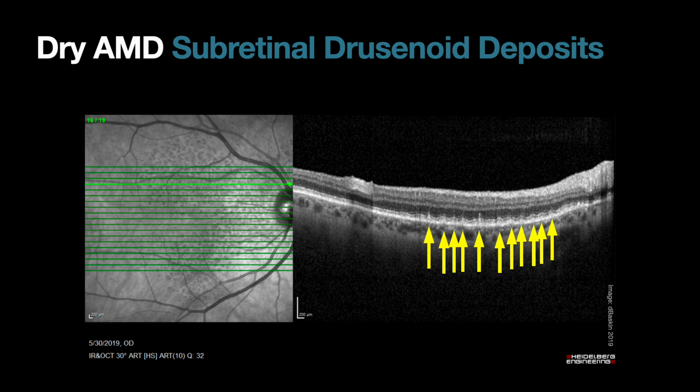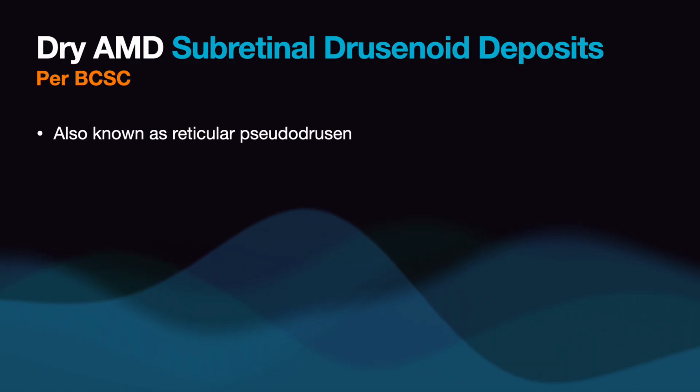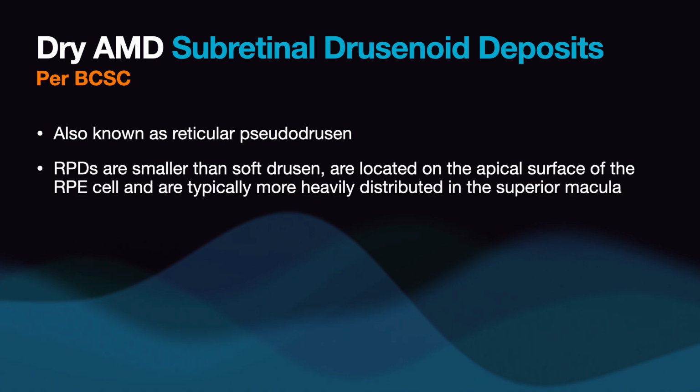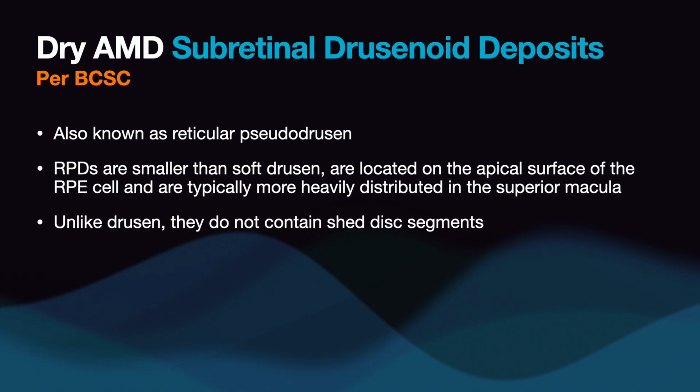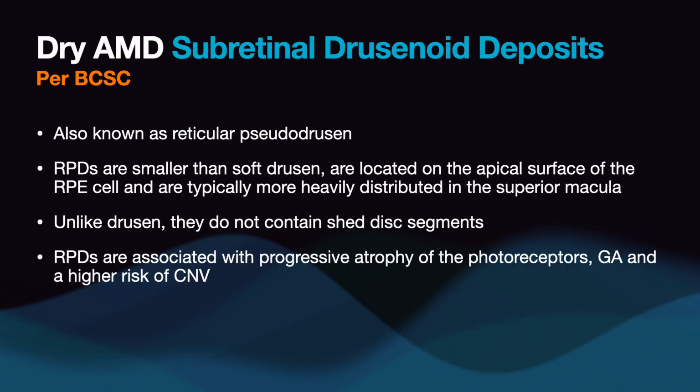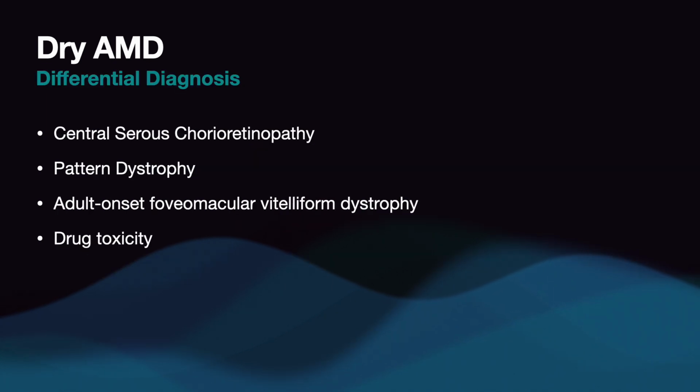Subretinal drusenoid deposits, otherwise known as reticular pseudodrusen. I don't like the word pseudo anymore, so I don't want to use it. RPDs, SDDs are smaller than soft drusen and are located on the apical surface of the RPE. Again, the witch's hat, typically more heavily distributed in the superior macula. Unfortunately, they are associated with a higher risk of atrophy of the photoreceptors, GA, and possibly CNV. That kind of goes back and forth depending on the study you read. At this point, I don't tell my patients when they have these because it's just bad news and they've got enough bad news in their lives. We don't have anything to do about it.